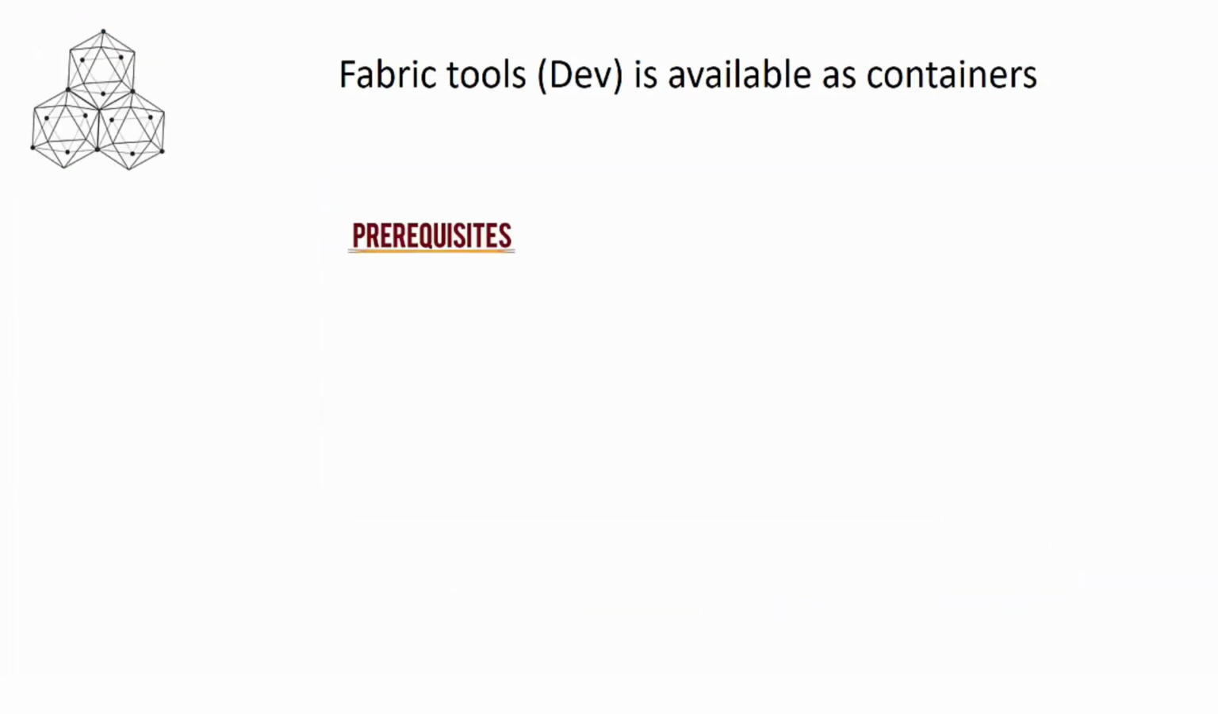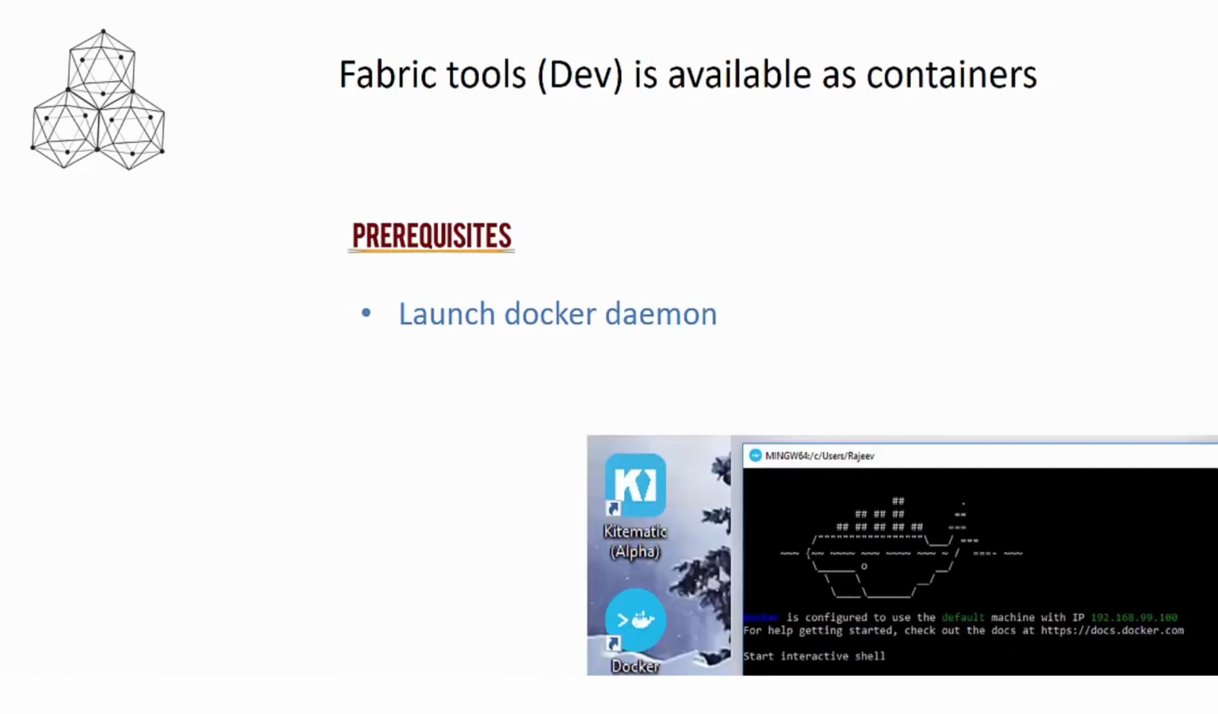Let's talk about the Fabric tools now. Before you can launch the Fabric tools, you need to make sure that your Docker daemon is up. Typically, the installation of Docker will set up a service on your machine so that the Docker daemon will be started as part of your machine startup. But if that is not happening, that is, the daemon is not starting up as part of the machine startup, then you will have to launch it manually. For example, if you have installed Docker Toolbox on Windows, you can launch it by double-clicking on the Docker Quick Start, and that will launch the terminal as well as the Docker daemon.